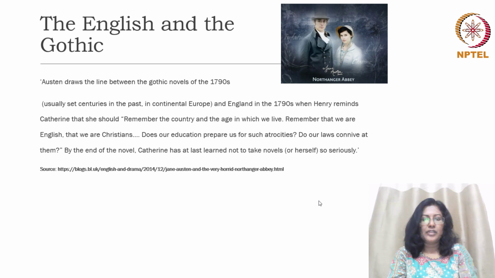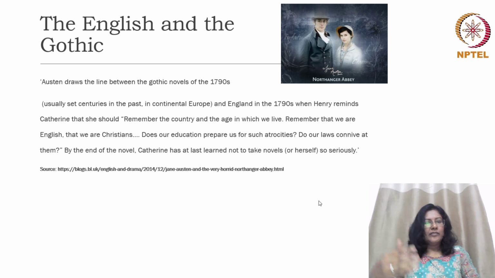So this is a very interesting moment in the novel when Henry Tilney chastises Catherine Morland for imagining Gothic horrors in his father's house, that is Northanger Abbey. And in this comment of Henry Tilney, we can see Austen dividing the Gothic novels of the 1790s from the England of the 1790s. So if you remember, the spatialities that we come across in the Gothic novels of the 1790s are usually from continental Europe. And we can see how that contrast between England and the other is established through Gothic narratives.